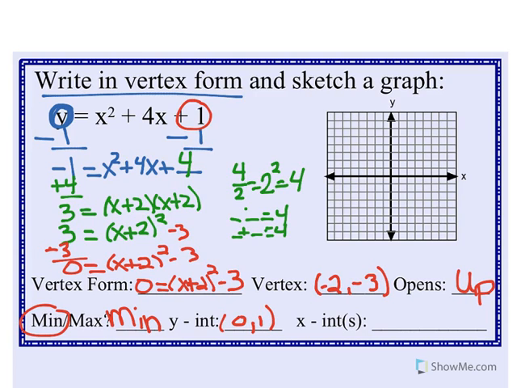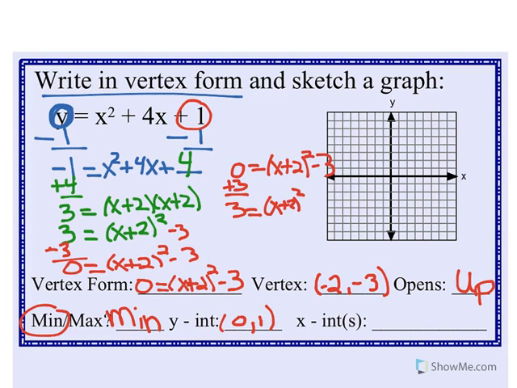Now here's where our real work comes in. We have to find our x-intercepts. So let's go ahead and solve that equation. I'm going to take the one that we just wrote. I'm going to do a little bit of erasing right here just so I have some room. We wrote 0 equals x plus 2 squared minus 3. I'm going to add that 3 back over, so I have 3 equals x plus 2 squared.